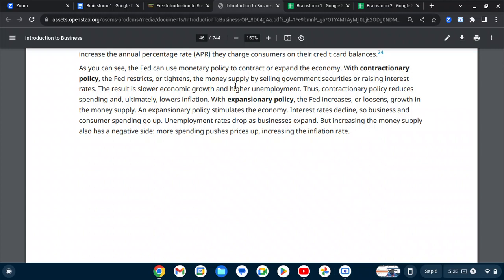With expansionary policy, the Fed increases or loosens growth in the money supply. An expansionary policy stimulates the economy. Interest rates decline, so business and consumer spending go up. Unemployment rates drop as businesses expand, but increasing the money supply also has a negative side. More spending pushes prices up, increasing the inflation rate.